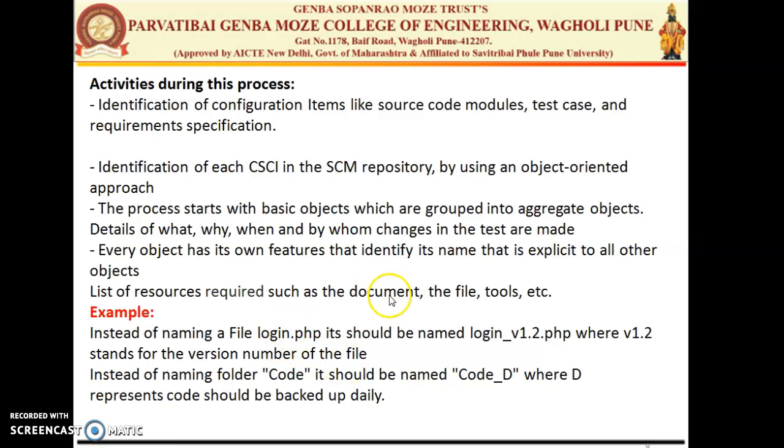Suppose an example is given here. Instead of naming the file as login.php, it should be named as login_v1.2. That is your version. This is for your version and change control. So you can know the first, v1, is the basic version of your file, whereas v1.2 stands for the version number 2. So this is login_v1.2.php, and v1.2 will stand for the version number of the file.